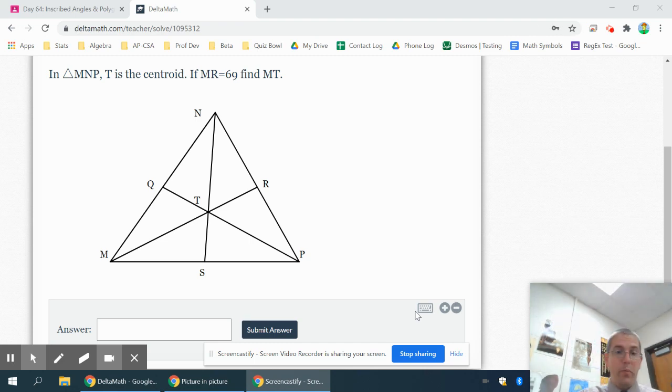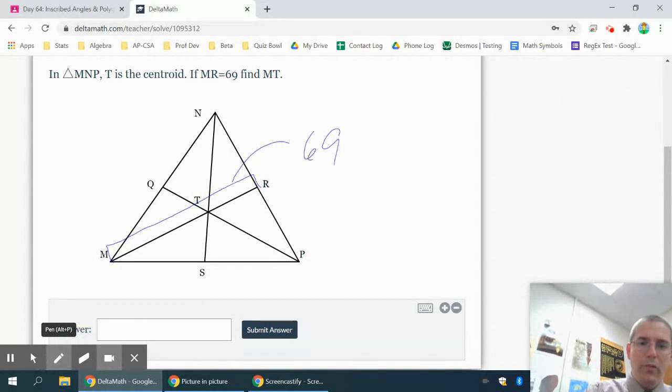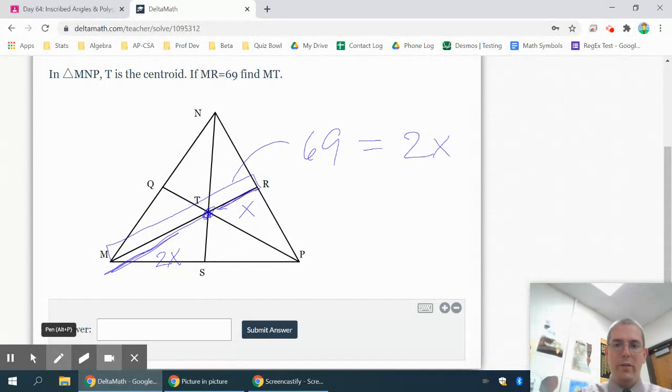Okay, now this is another example with centroid, and this time, instead of giving you a piece, they've given you this whole little bit. So what we have going on here is the whole thing from M to R is 69. But do remember that it's twice as far from the centroid, the center to the corner, as it is to the edge. That means even though we don't know this value, if I call this one x, this one's twice as far, which is 2x. And now I have a little equation I can set up: the whole thing, 69, has to be equal to 2x plus x. So that means 69 is equal to 3x, and x is 23.